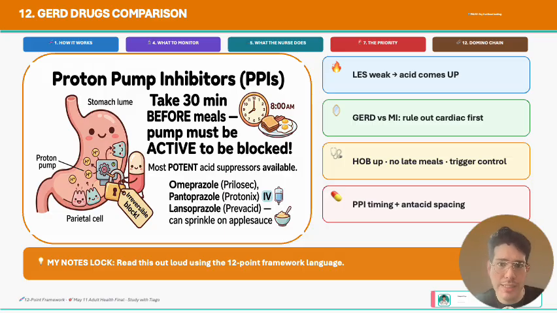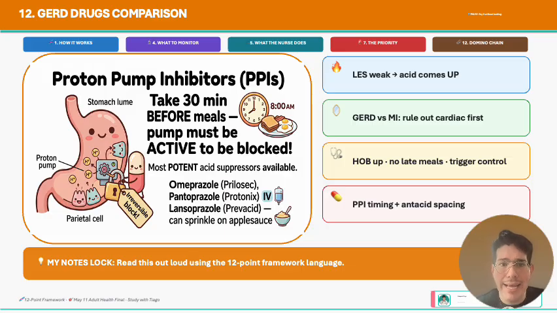They are usually taken 30 to 60 minutes before the first meal, so the drug is available when acid pumps activate. So they are strong, but they are not instant. It can take a few days to feel the full effect. H2 blockers like famotidine reduce acid by blocking histamine 2 receptors on the parietal cells. They are often used for milder symptoms or nighttime symptoms, depending on the plan.